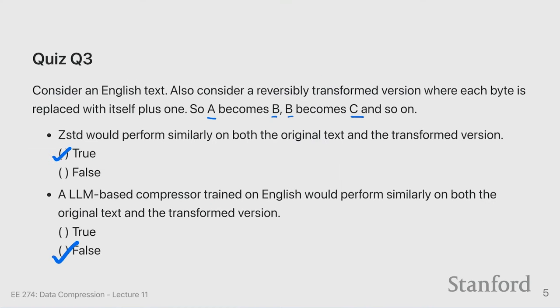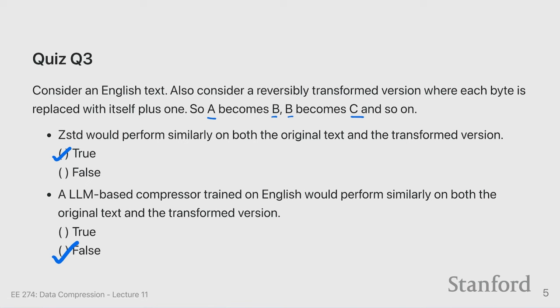Okay, and then the second question was, we also learned about this LLM-based compressor in just one class before, lecture 9. What do we think, would the LLM-based compressor perform differently? Okay, I see at least a few people shaking their head. And yeah, the answer is no.